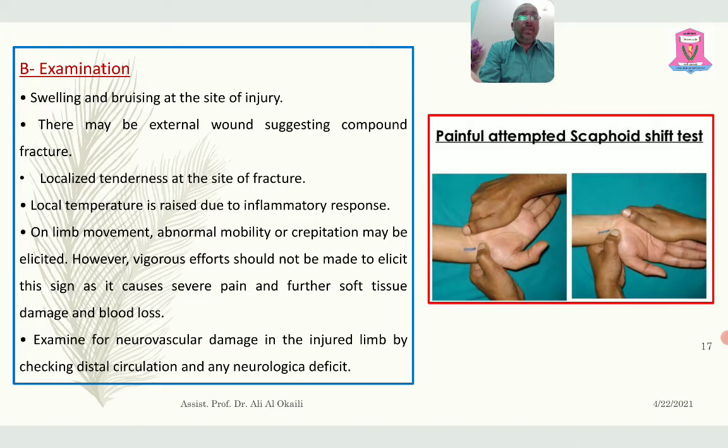Examine for the neurovascular damages in the injured limb by checking distal circulation or any neurological defects.